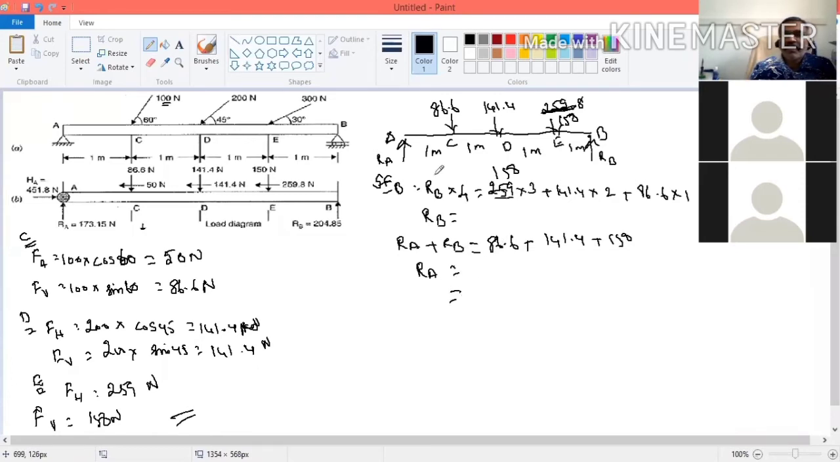After calculating RA and RB, you know how to draw the shear force and bending moment diagram. You take the shear force at point B, E, D, C and A. Similarly, the bending moment at points B and A is zero. Then you find the bending moment at points E, D, C. Now you draw the shear force and bending moment diagram. This we have already discussed enough; a similar problem we have seen. Now, another thing is that a horizontal force is also coming at each point.